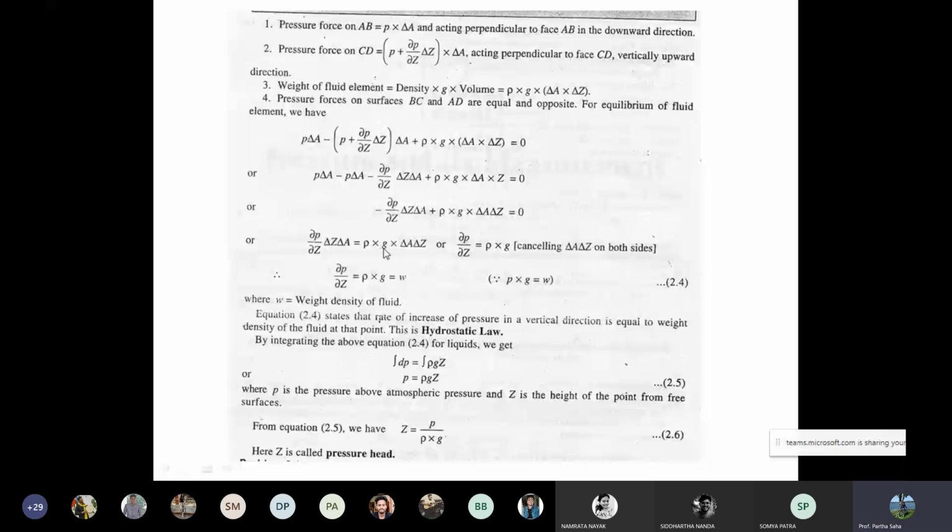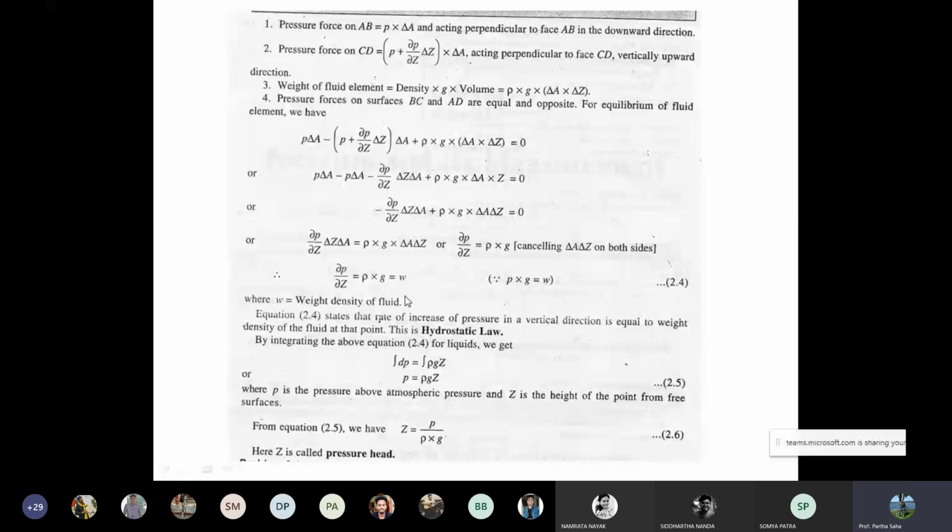Rho G is nothing but the weight density, where W is the weight density. So equation 2.4 states that the rate of increase of pressure in the vertical direction is equal to the weight density of the fluid, right? This is the hydrostatic law.